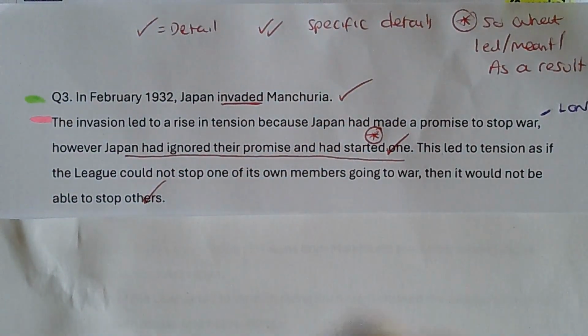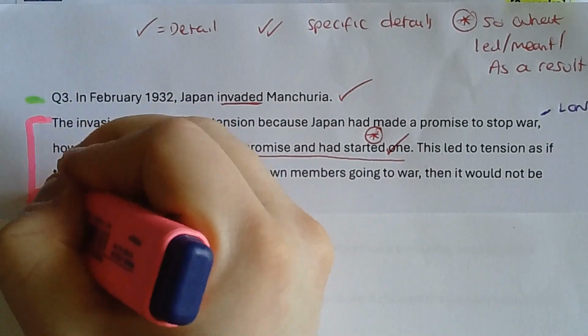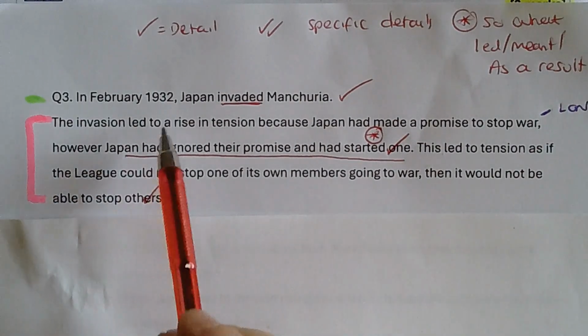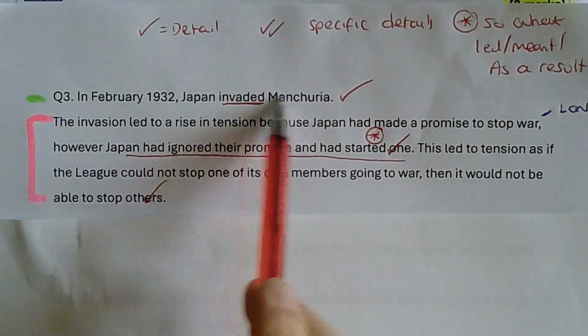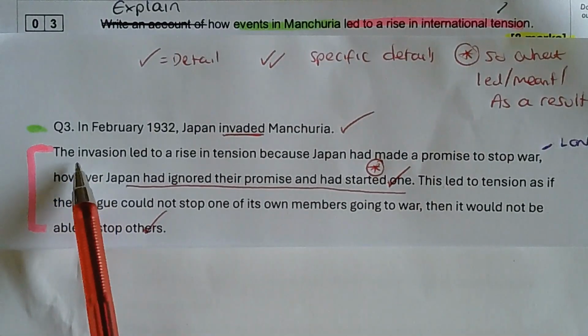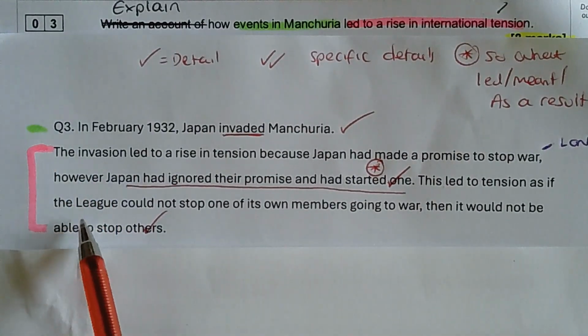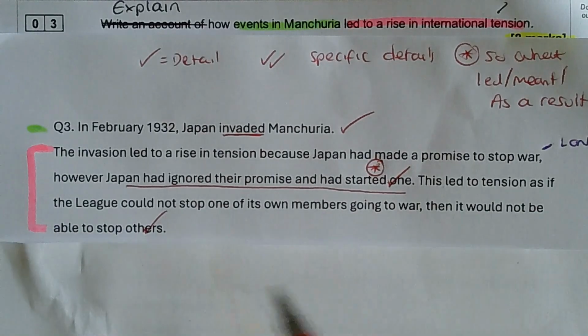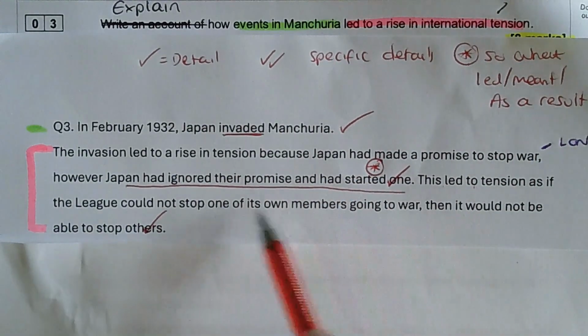So this here would be, I would argue, 4 out of 8. Because you've talked about events in Manchuria, you also talk about a rise in international tension, and you use some detail as you go along. And you also follow on by saying so what. So this is a good paragraph.